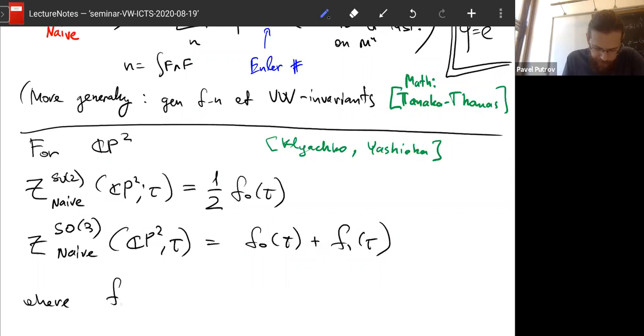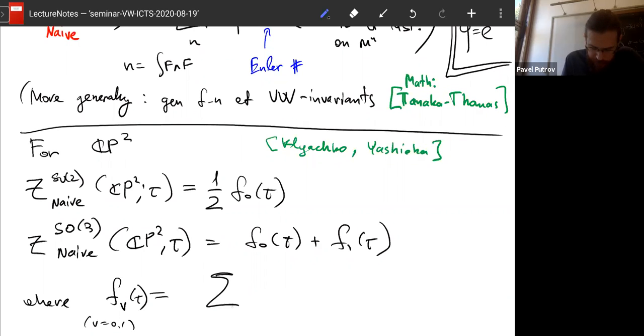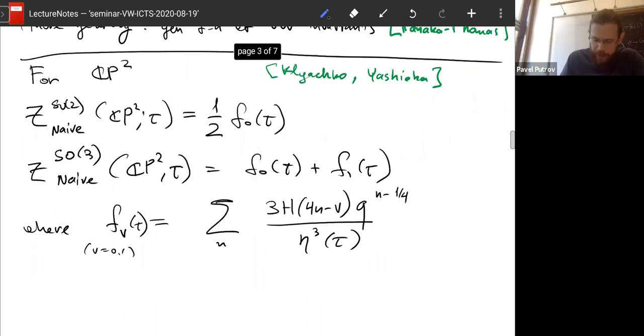Where F_V with index V, so V is 0, 1, of tau is the following function. So I think this is something which has appeared already. You probably have seen this in the Atish talk.